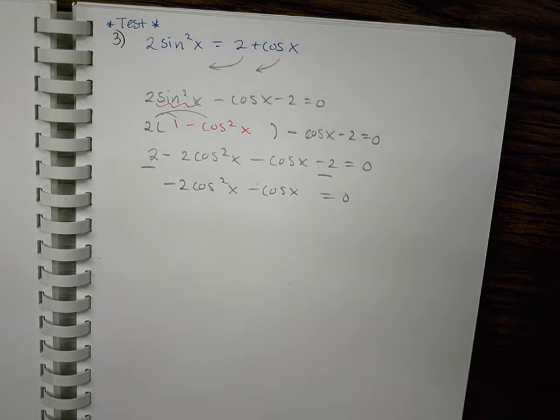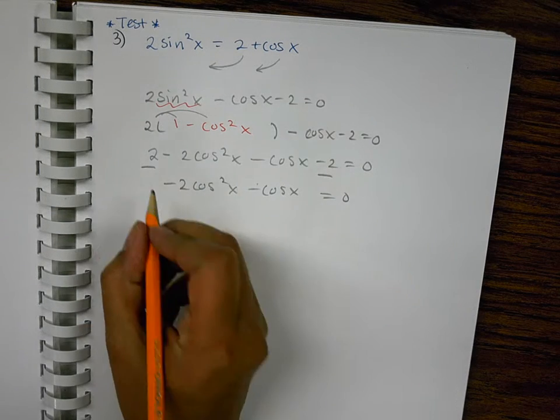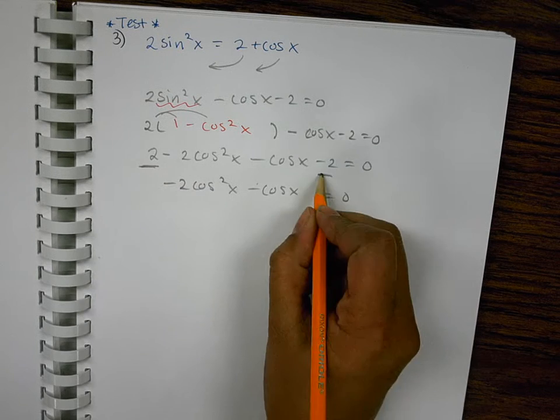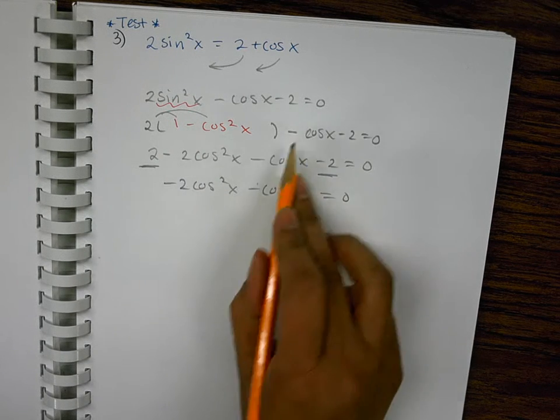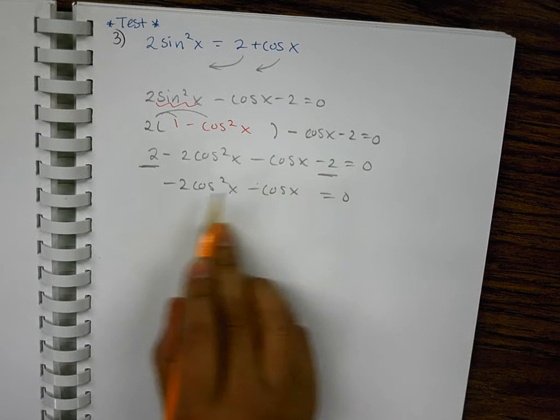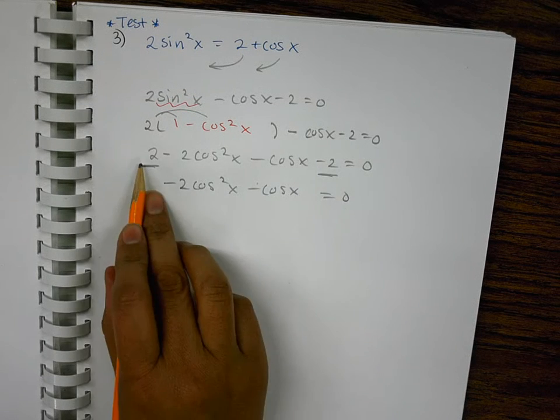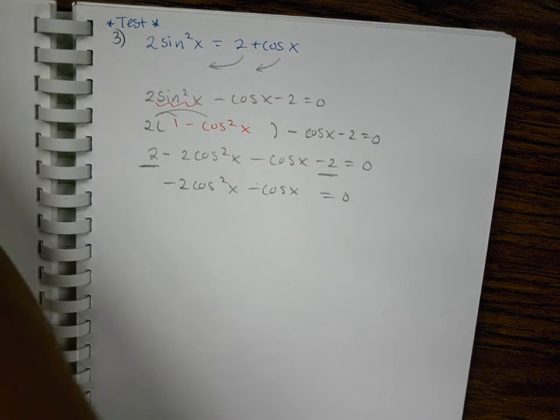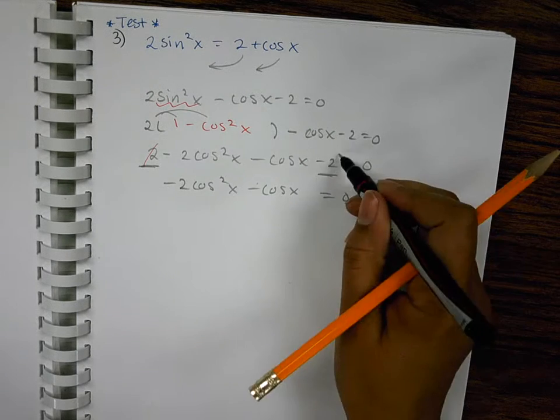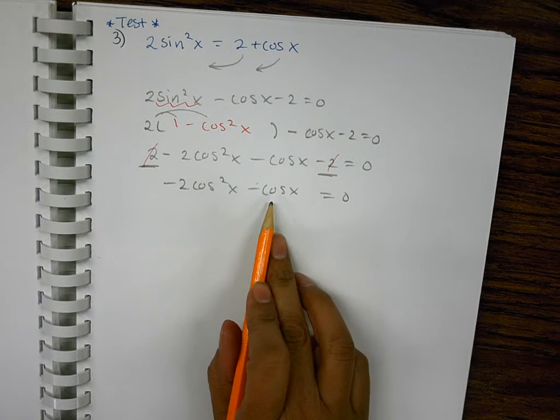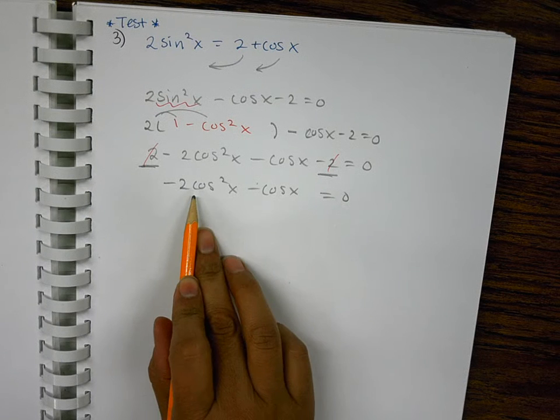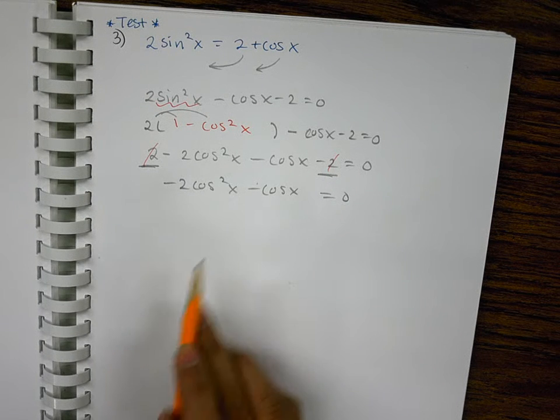Okay, so here's where I'm at. I distributed and got 2 and then minus 2 cosine squared x minus cosine x minus 2. These are my only like terms, positive 2, negative 2, they end up crossing out. And then negative 2 cosine squared x stays, minus cosine x. These are not like terms. One squared, one is not.